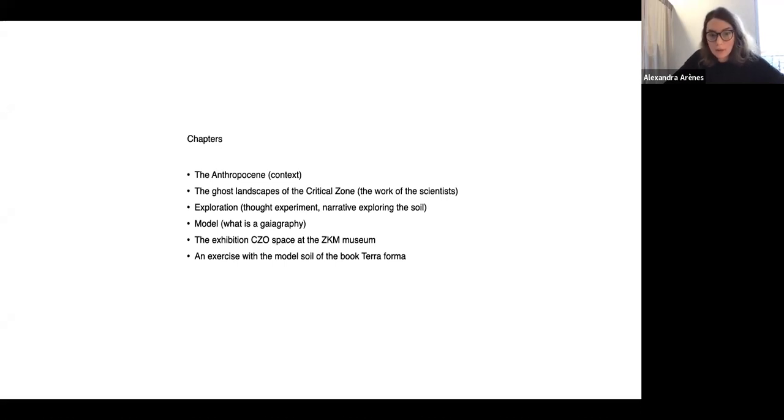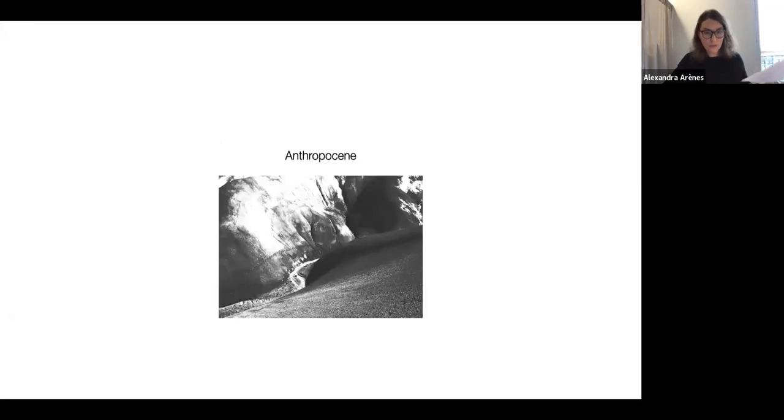Then I will say a word on what geography is and how we can maybe model it with our tools. Then I will talk quickly about the exhibition at the ZKM Museum in Germany. And at the end, we will propose a little exercise with the model soil, and I will introduce the book from which the model is extracted. So first, the Anthropocene.